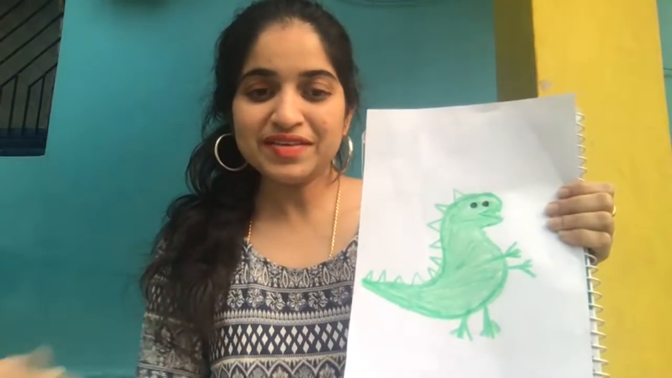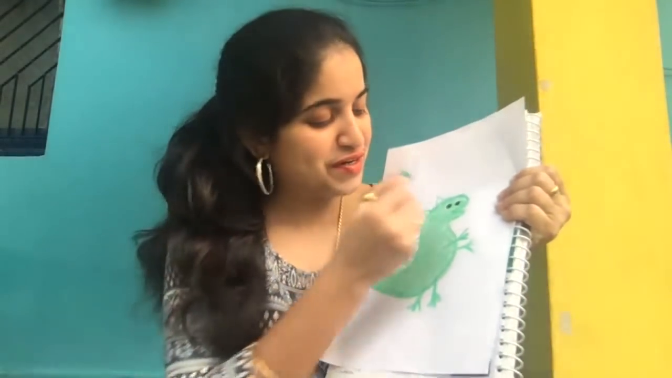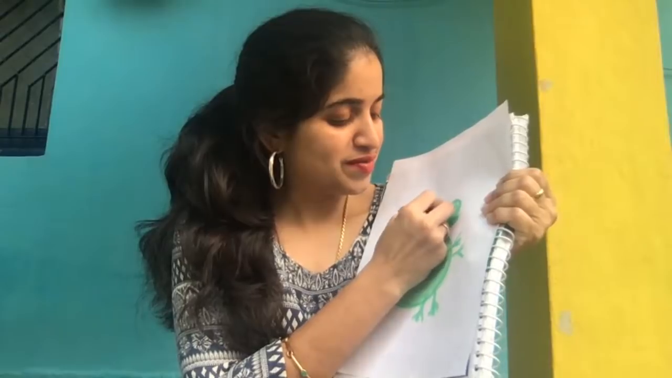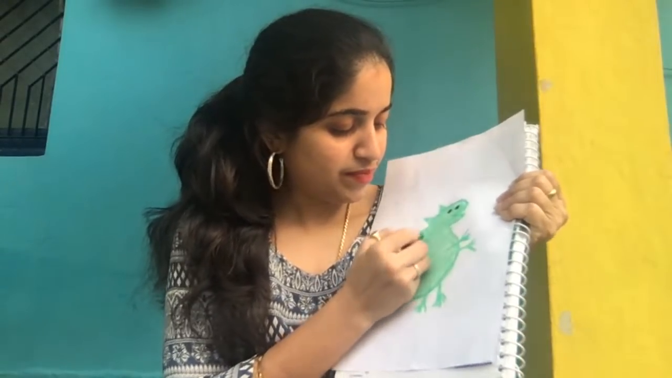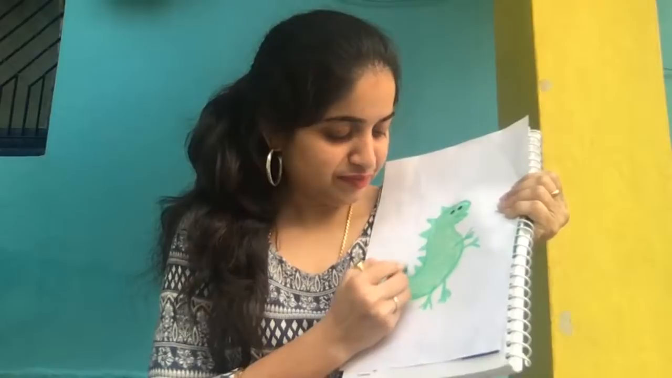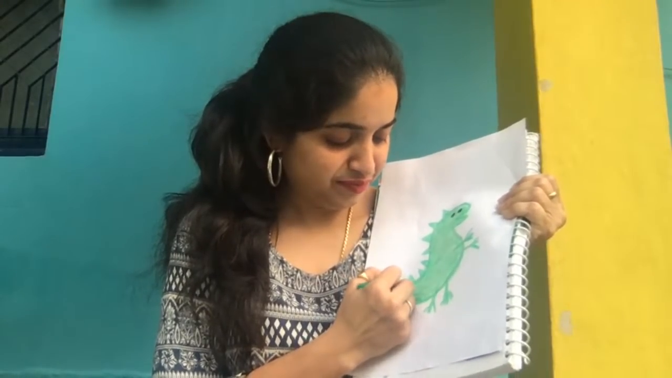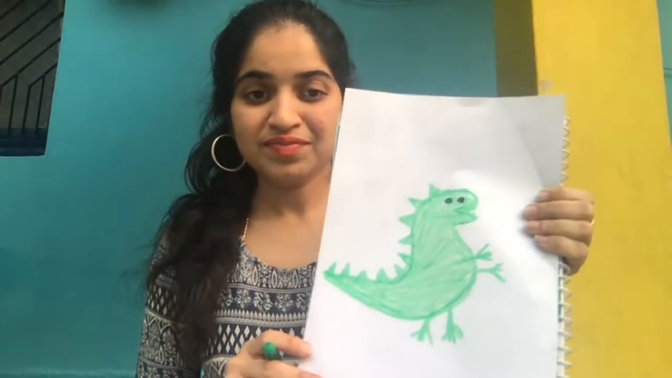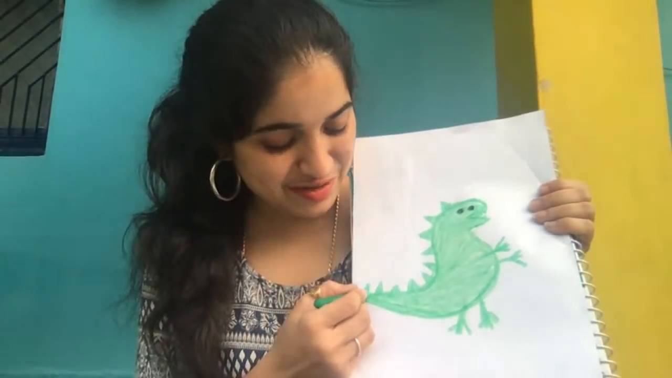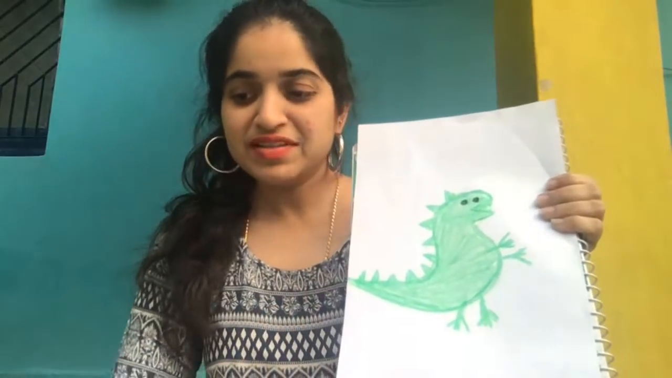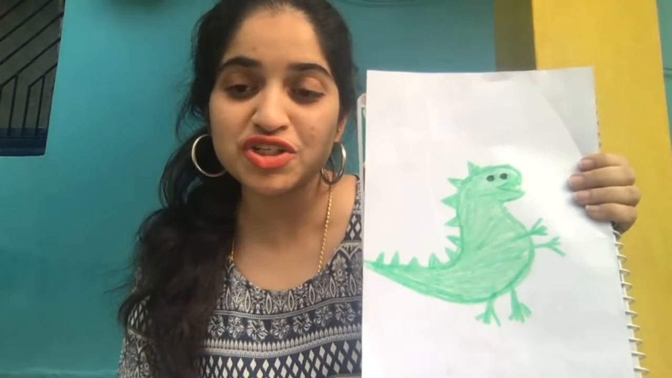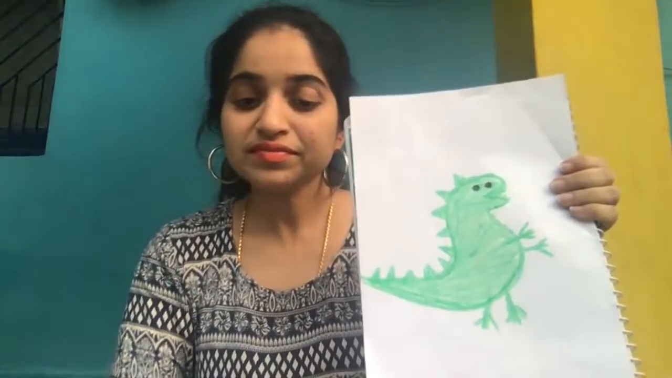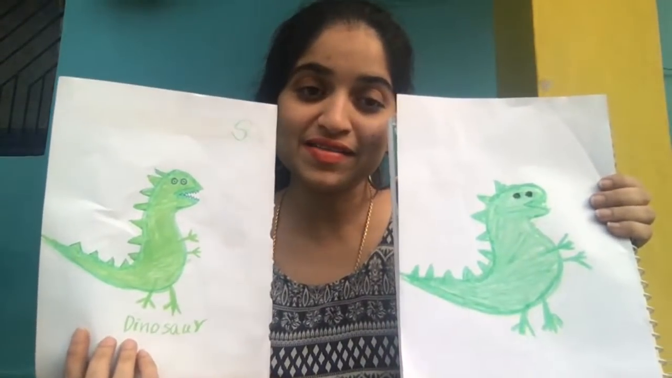Let's draw the eyes of the dinosaur with black color. Children, look at this one. Here you go. This is dinosaur. Did you like it? Once show me your drawing, children. Once you are done, show it to me. This one we did in the class.